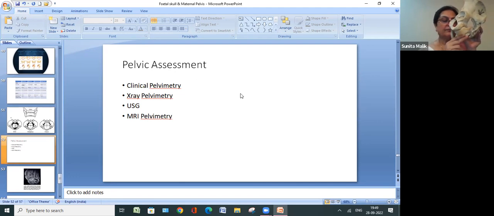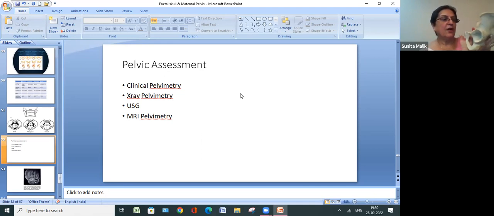We start from the sacral tip and try to go up and feel for the sacral curve. So it should be going like this. And we try to reach the sacral promontory. So this is what it is.